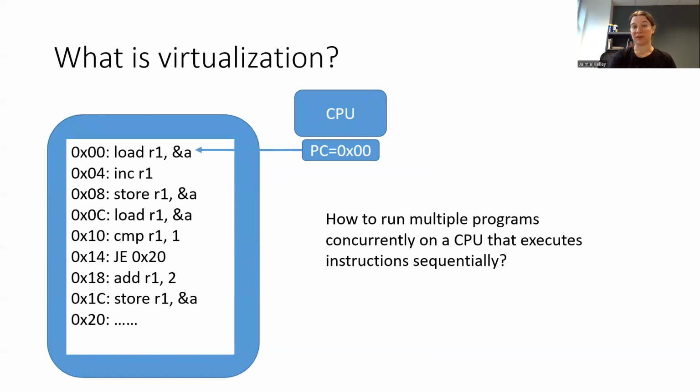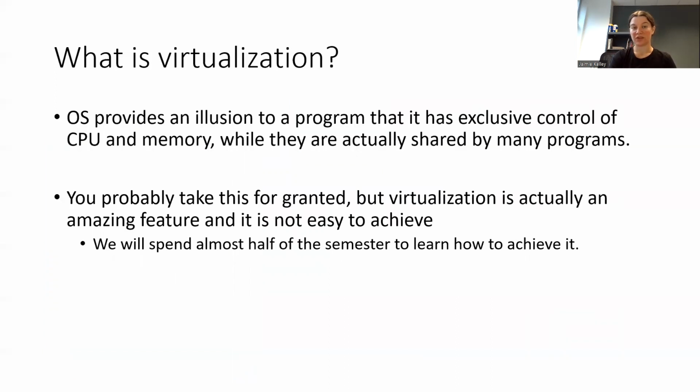So when we talk about virtualization in the next few videos, we will be discussing how to run multiple programs on a CPU that executes instructions sequentially. When we can't execute them at the same time, we can only make sure that each is making progress. Virtualization provides an illusion to a program that it has exclusive use of the CPU and memory and disk, even though these things are actually being shared by multiple different programs. Virtualization is actually an incredibly difficult task. It is half a semester's worth of work to be able to understand how everything comes together.